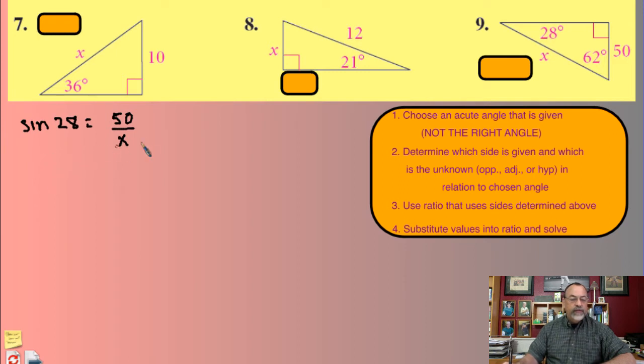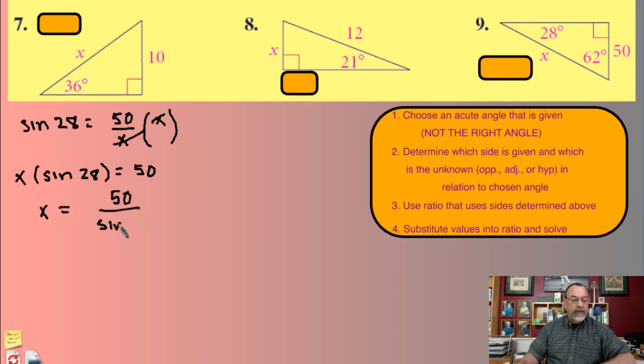And then I would solve this. Multiplying both sides by x so that that reduces, I'm going to have x times the sine of 28, and remember the sine of 28 represents one value, so I would put it in parentheses so I don't forget. Then x would be equal to, dividing both sides by the sine of 28, 50 over the sine of 28, and again this would be my exact answer. Now let's say I decided to use 62.